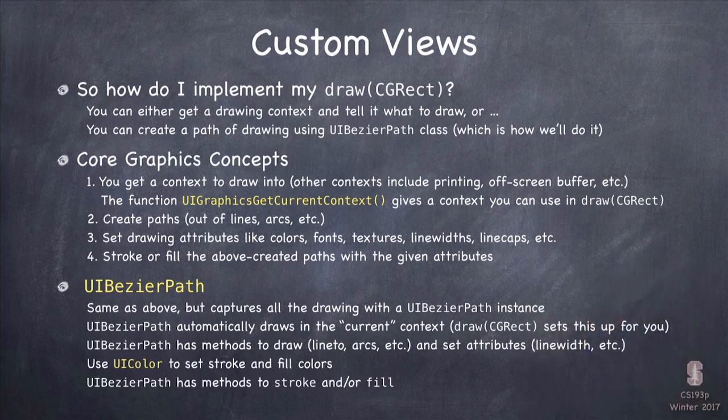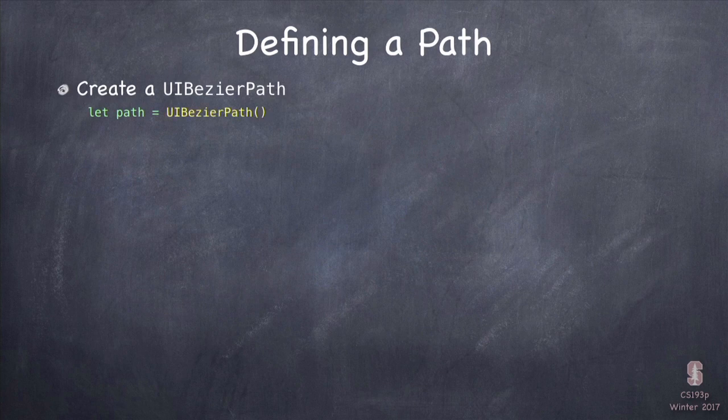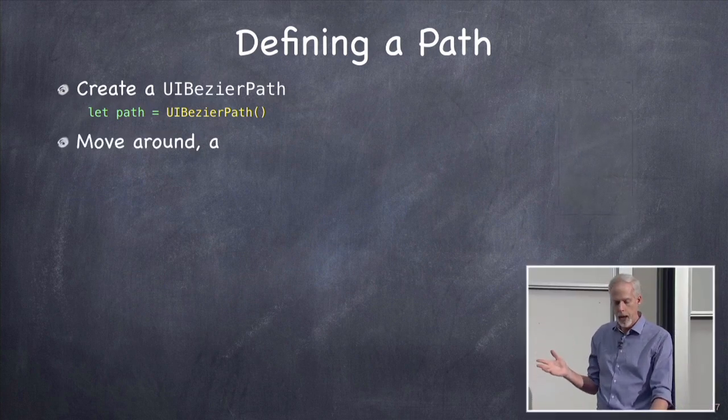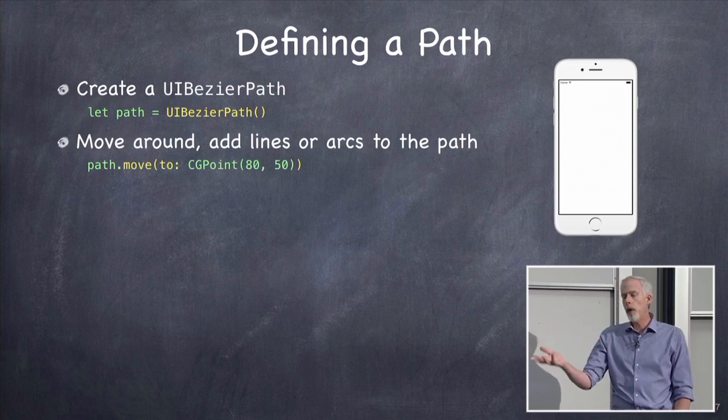So UI Bezier path encapsulates all of those Core Graphics concepts into an object. And so I have an example here to show you how I would use UI Bezier path to draw a triangle on screen. First, I'm going to create the path by just saying path equals UI Bezier path. There are other initializers for it, which we'll see in the demo, but this one just creates a blank path to start. Then you move around with the path.